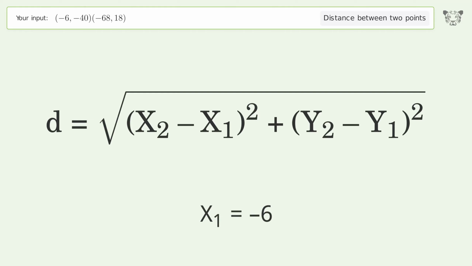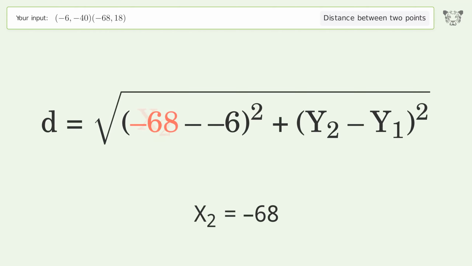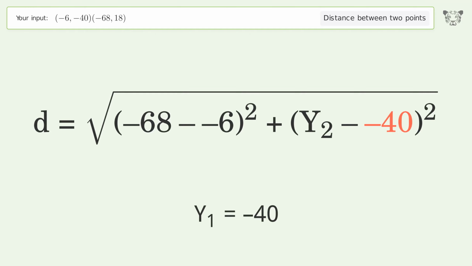x1 equals -6. x2 equals -68. y1 equals -40. y2 equals 18.